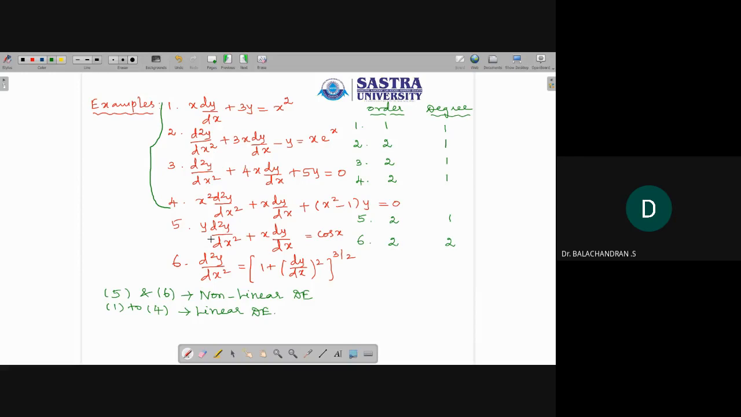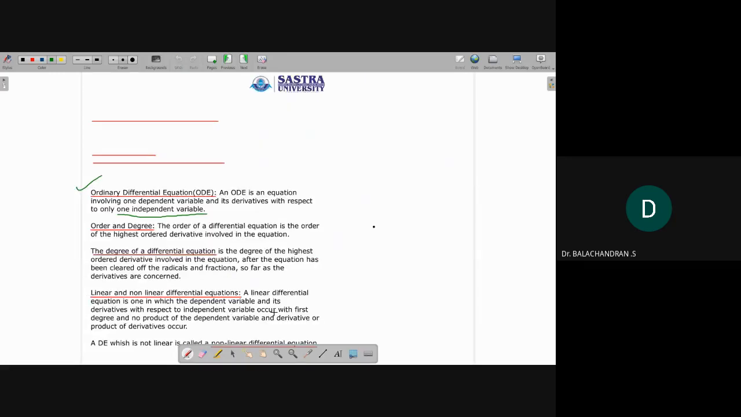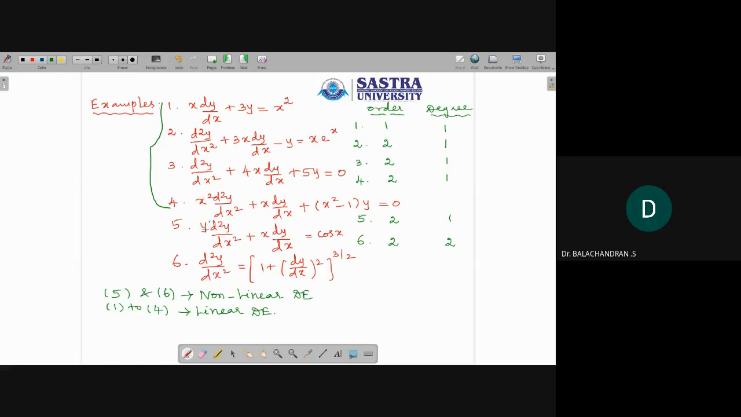Why is it non-linear? Because here you have y into d square y by dx square. Okay, you can check it here. A linear differential equation is one in which the dependent variable and its derivative occur with the first degree, and no product of dependent variable and derivative occurs in the linear differential equation. But here you have the product of dependent variable and derivatives.